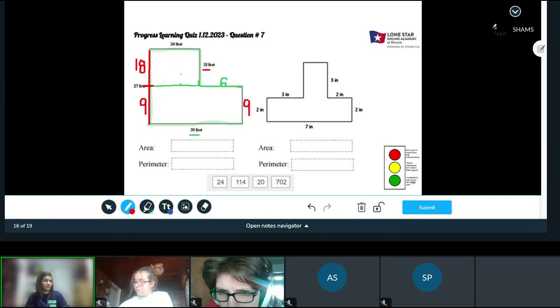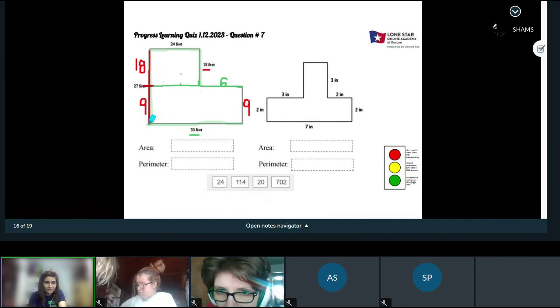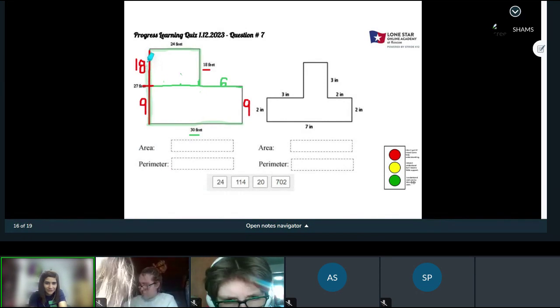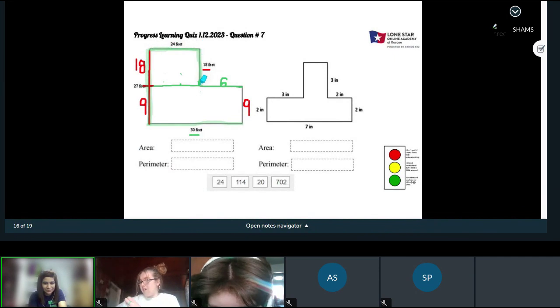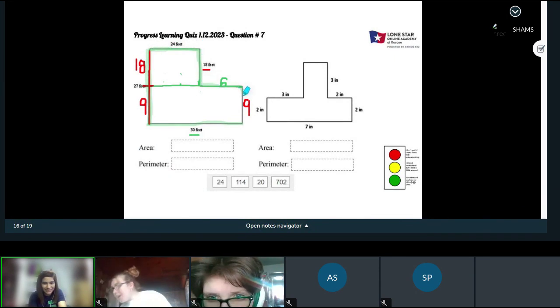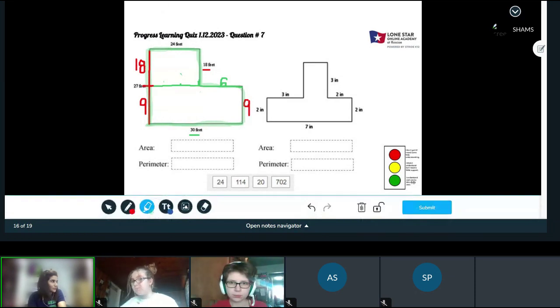Anyways, if you are doing area, it's fine. If you're doing perimeter, that's also fine. Perimeter means adding the outer boundary. Now I can add the outer boundary, right? How? I will add. My entire thing is supposed to be 27 plus 24 plus 18 plus 6 plus 9 plus 30. Once you add all these outside boundaries, you should get the total perimeter.